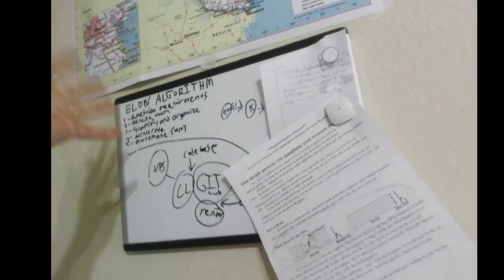But basically, this is important. Elon requirements. Let me see if I can bring you over here. You can barely see that. Let's see if I can zoom in. Here we go. Elon algorithm. As you can see, question requirements. Question requirements, step 1. We need to question everything.